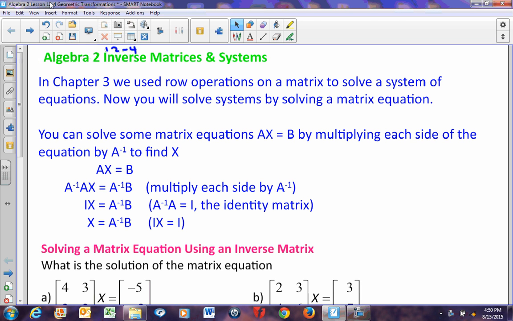This is Algebra 2, Lesson 12-4, Inverse Matrices and Systems. In Chapter 3, we used row operations on a matrix to solve a system of equations. Now we'll solve systems by solving a matrix equation.